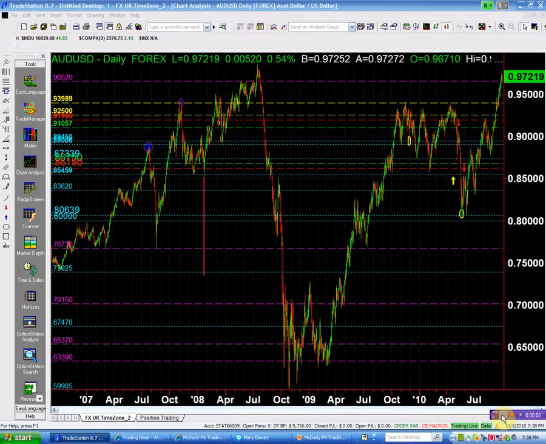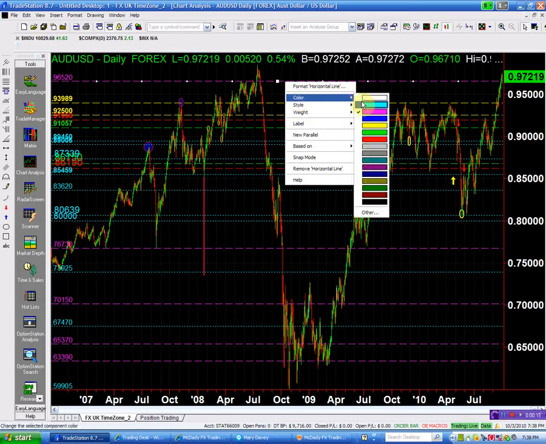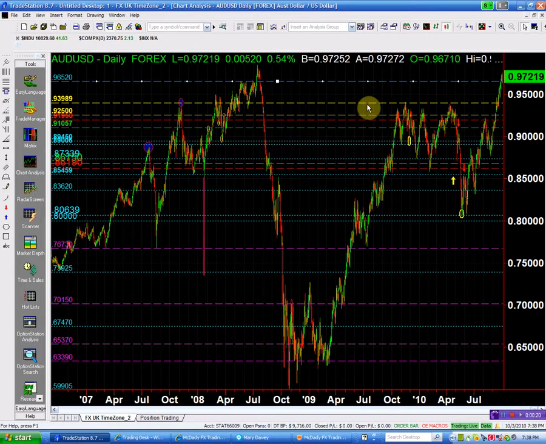This is a very interesting setup. One of the most powerful structural points that we have in the Australian dollar is the 96.52, and the 96.52 was the beginning of a very big bear market, if you will, in the Australian, that took the Aussie down from 96.52 in 2008.